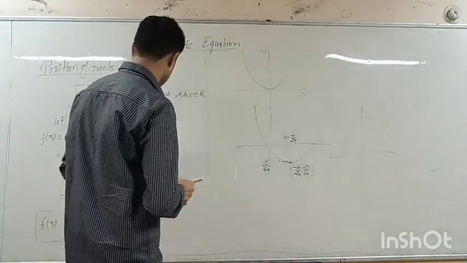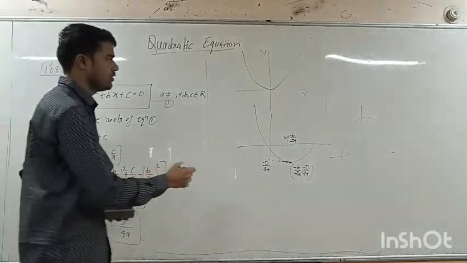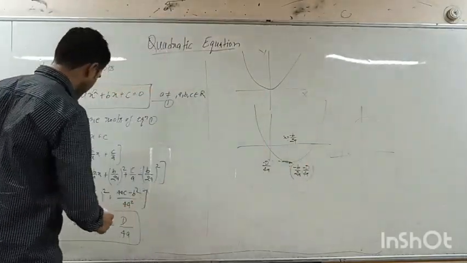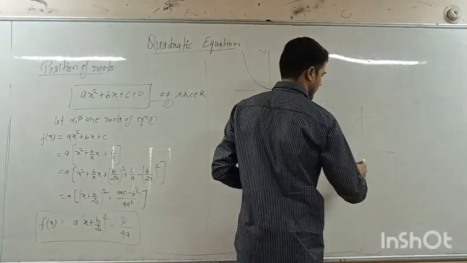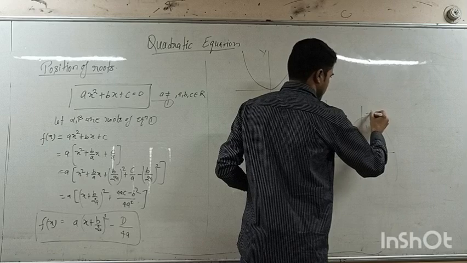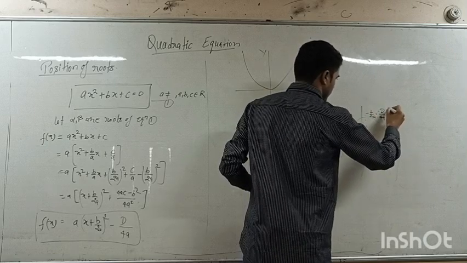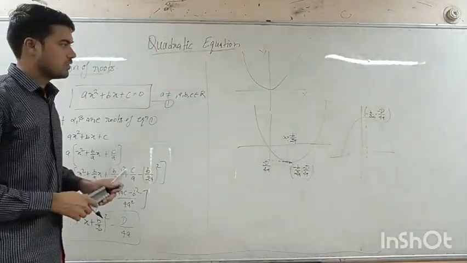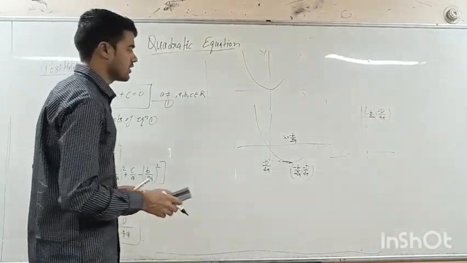If a is positive, the parabola will open upside, and if a is negative, the parabola will open downside, and then this point will be minus b by 2a and minus D by 4a. So I just revised how we draw the quadratic equation graph.